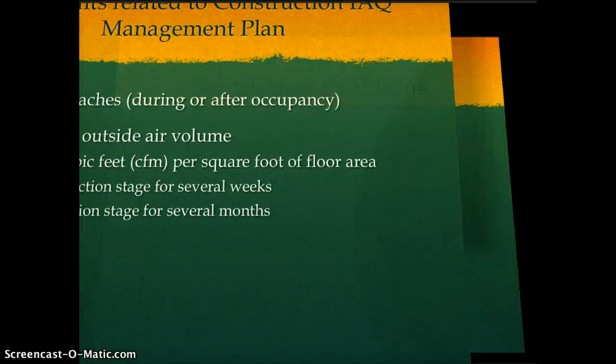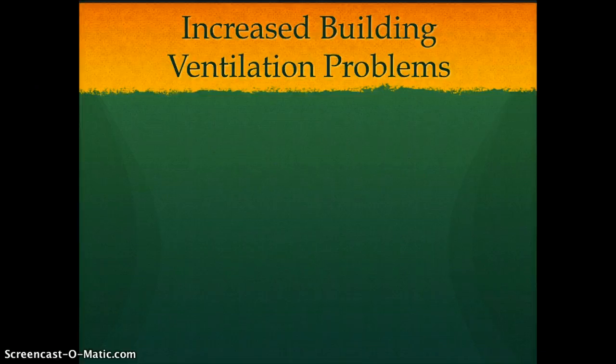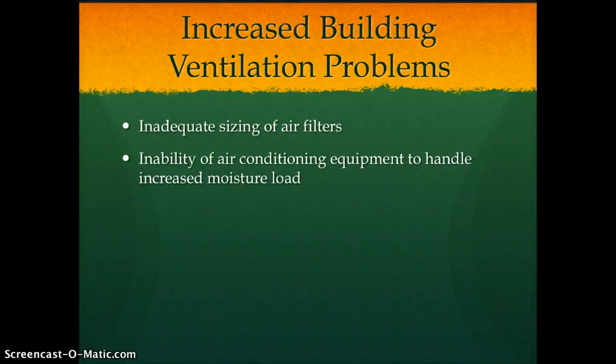Increased building ventilation over the design amounts can create a range of problems, such as inadequate sizing of the air filters and an inability of the air conditioning equipment to handle the increased moisture or latent load. While the LEED credit mandates a 60% relative humidity maximum level during this flushout period, this requirement may not be feasible with the building's equipment.